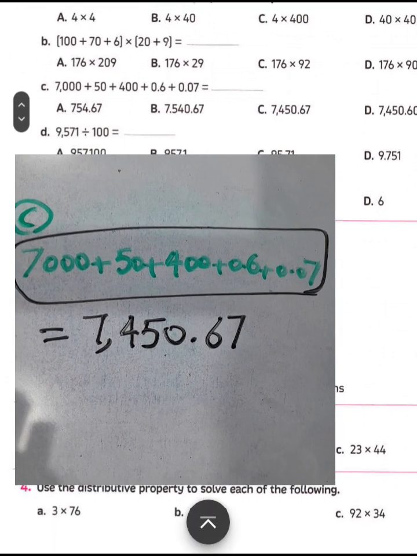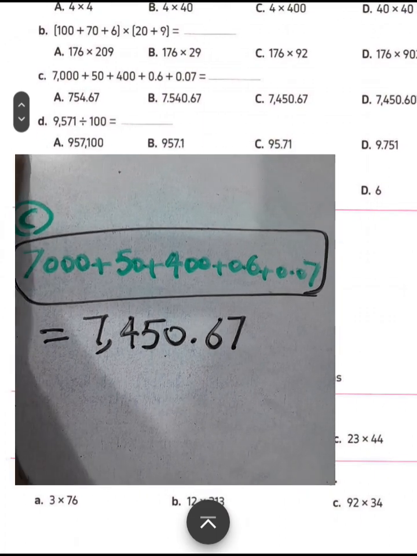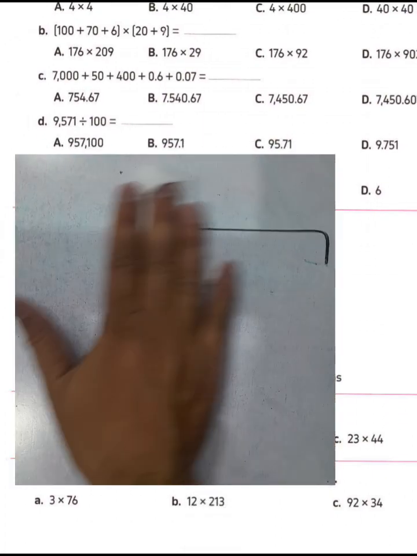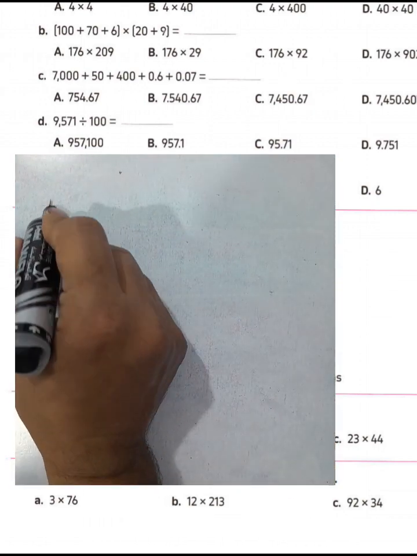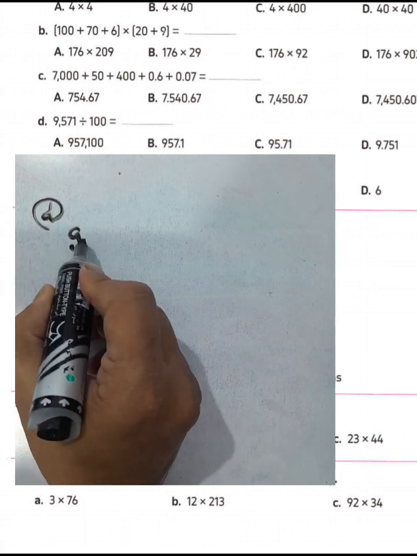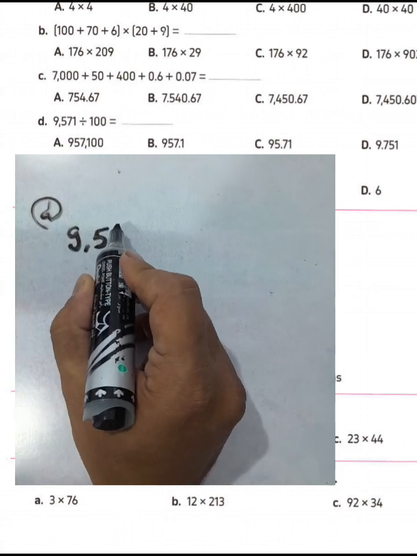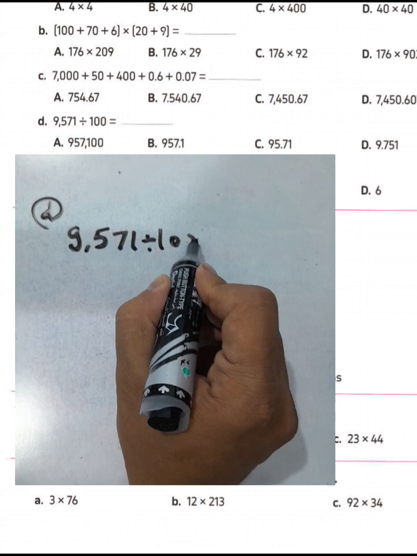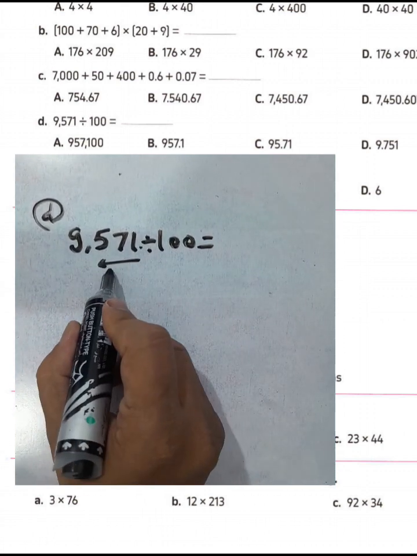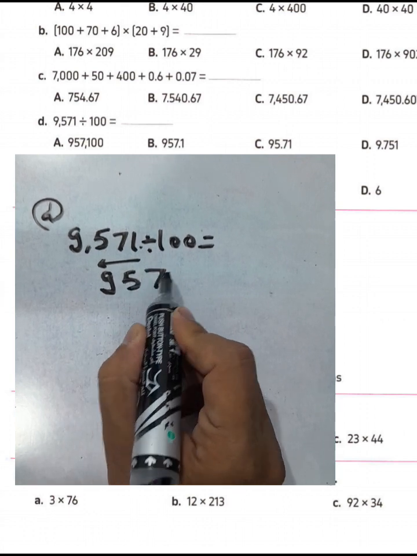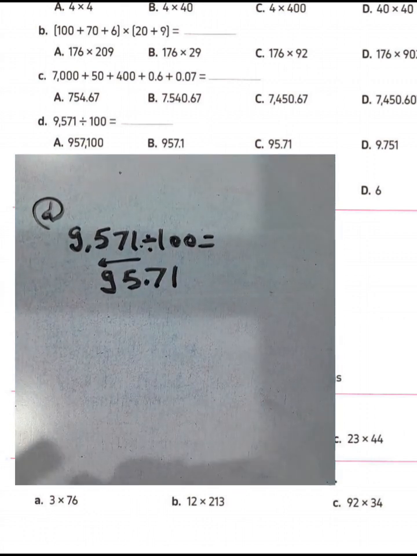Question letter D. 9571 divided by 100. You must put the point after two digits. Put the point here and move it to the left by two digits. Write 9, 5, 7, and 1 and write the point here.